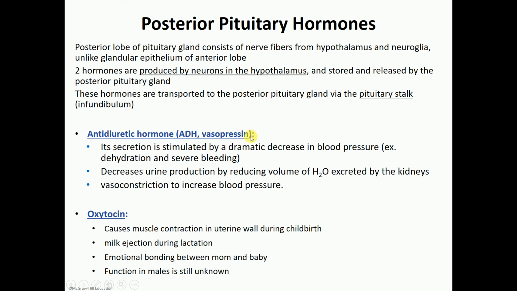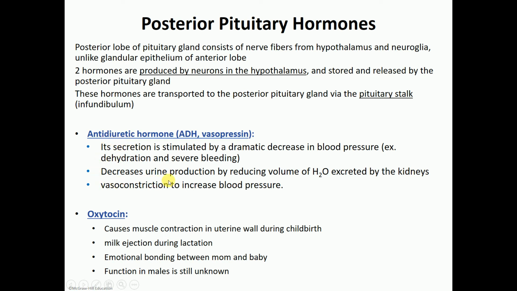The old name was vasopressin, and that hormone is released when there is a dramatic decrease in blood pressure, so severe hypotension. For example, if somebody has severe bleeding or severe dehydration. It's going to lead to a decrease in urine production. So the hormone is literally telling you what it does. I'm an antidiuretic. I am not going to produce urine.